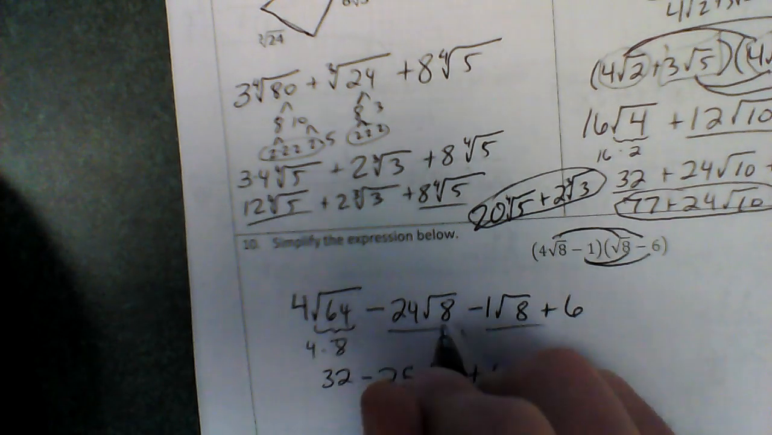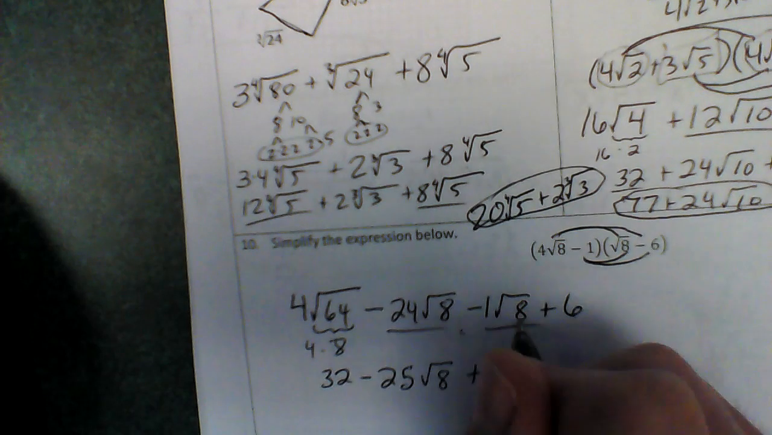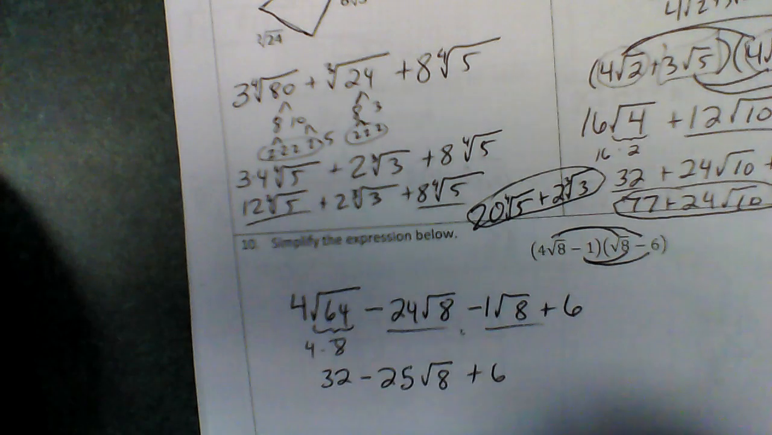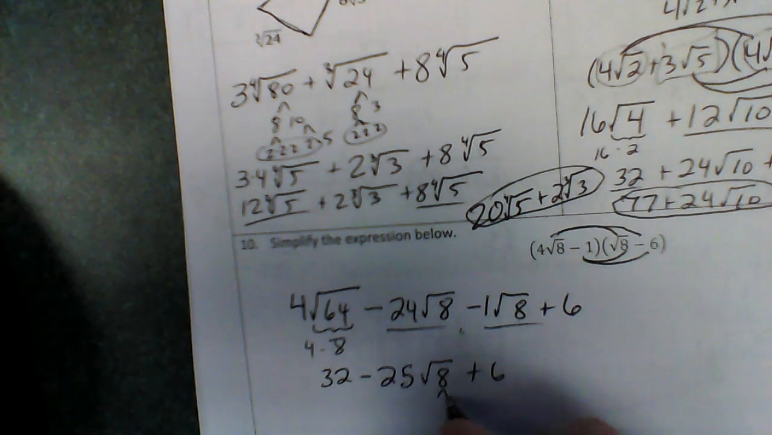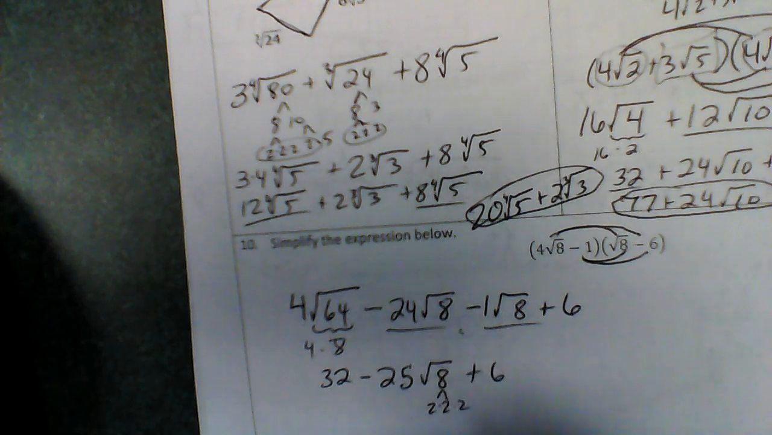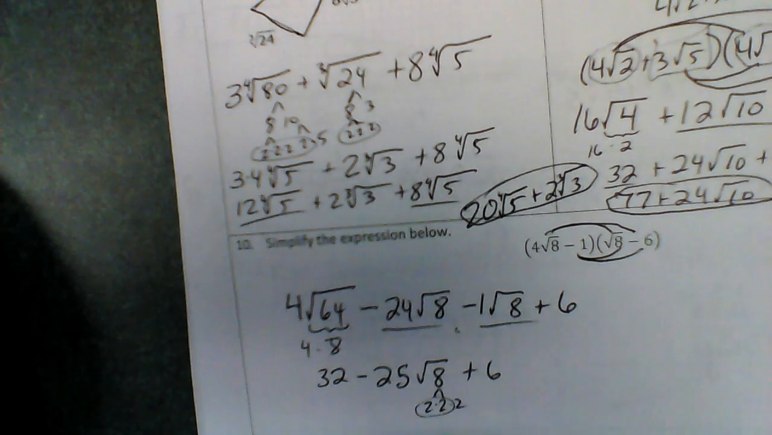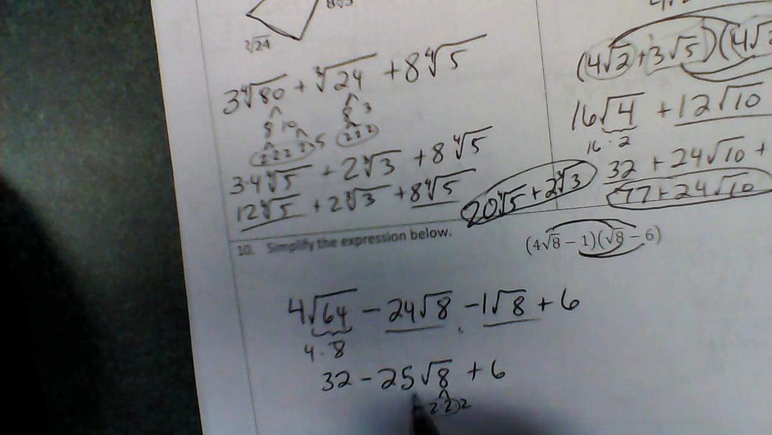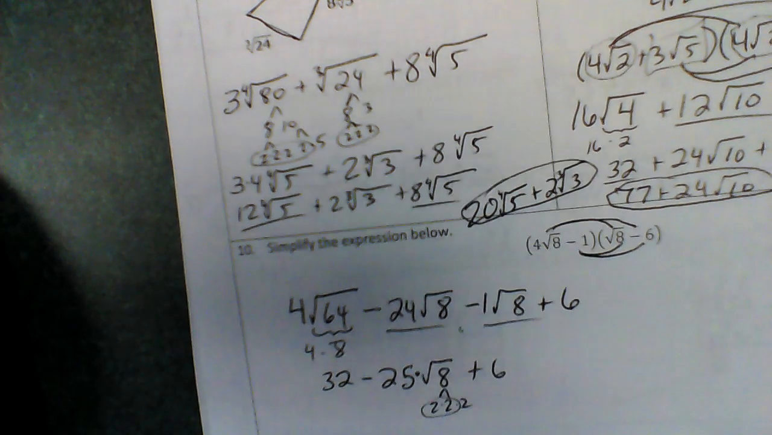You have a negative 24 square root of 8, that's how many you have, and you're subtracting one more square root of 8, that's a negative 25 square root of 8. We can simplify the square root of 8 enough to know that it's 3 2's. A 2 is going to come out, so we're going to multiply times the negative 25.